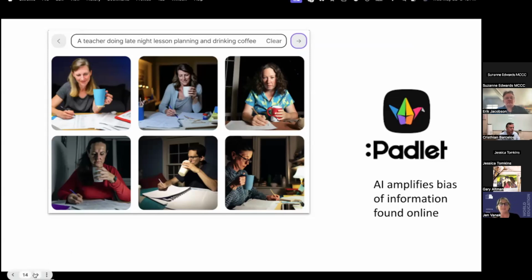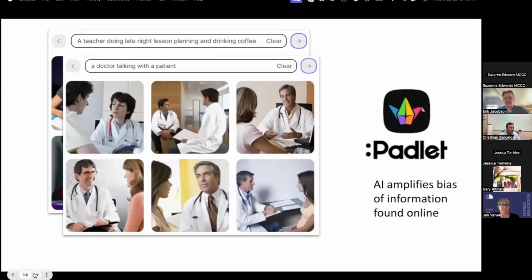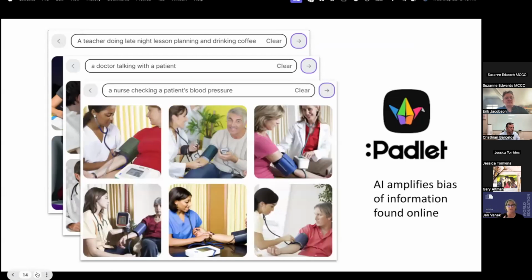But this is going to amplify bias that we find online. Another example, a doctor talking with a patient. Thank goodness there's like one woman, but these people are all white, or possibly all white. And again, amplifying bias that we might find online. A nurse checking a patient's blood pressure. Yeah, AI is going to amplify bias.